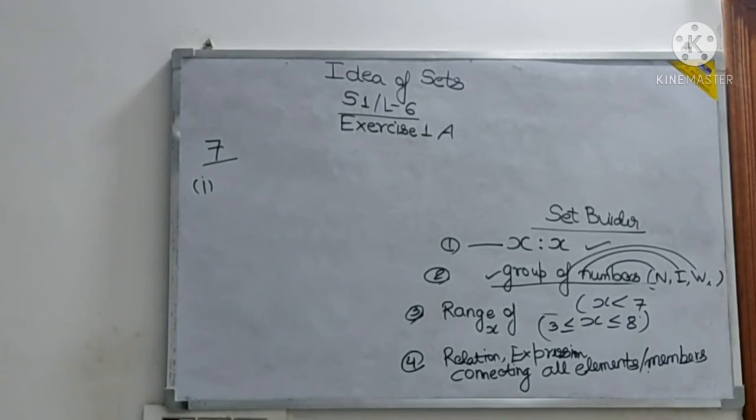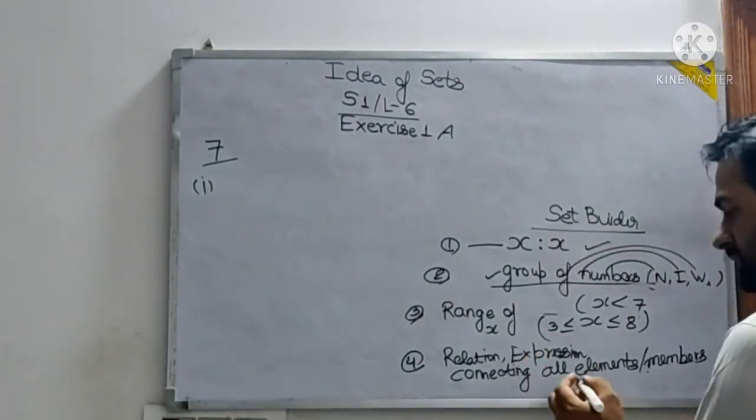So in set builder, x, so that x should be there. Then what should be there? Group of numbers. That means we have to tell to which family of numbers that belongs. And then you have to tell the range. That means the x varies from where to where. Okay, now, then we also have to tell the relationship.